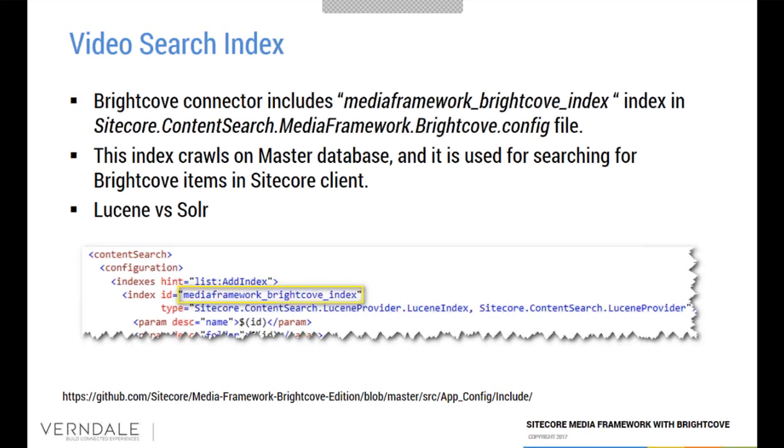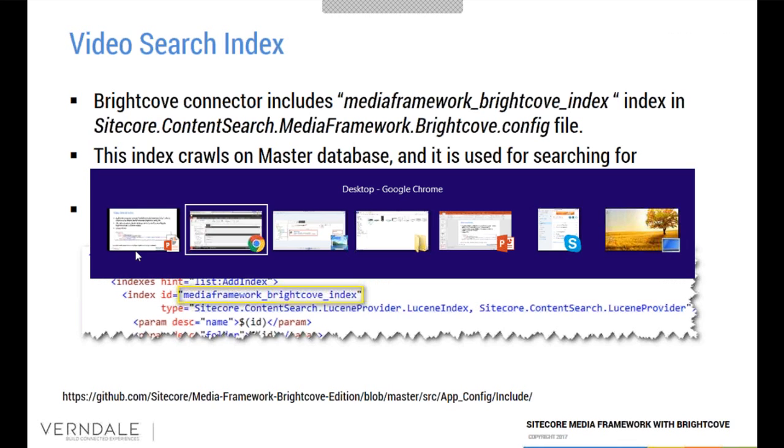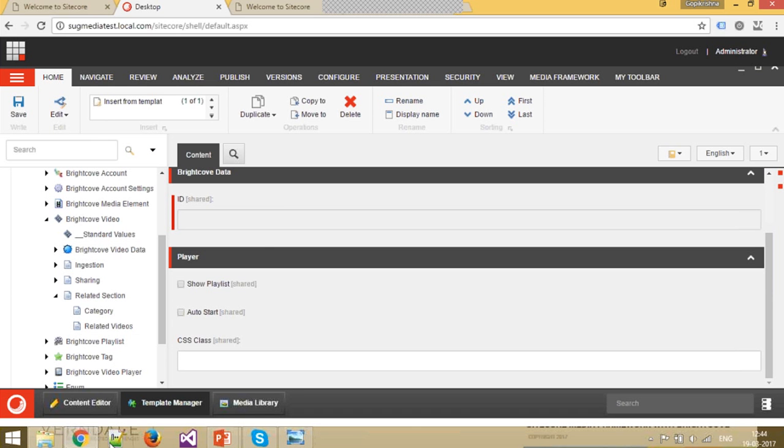Mainly, this index will crawl the master database, and as I said, it is used by the Sitecore client to search for all the Brightcove related items. Let me show the configuration here. I guess I have it.